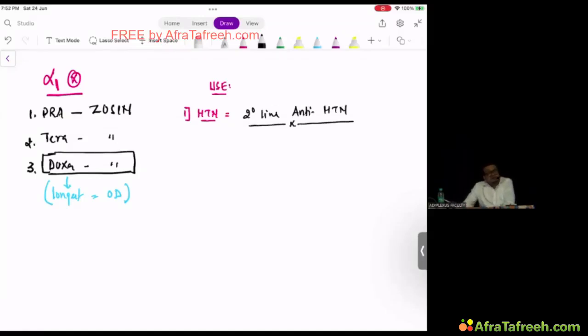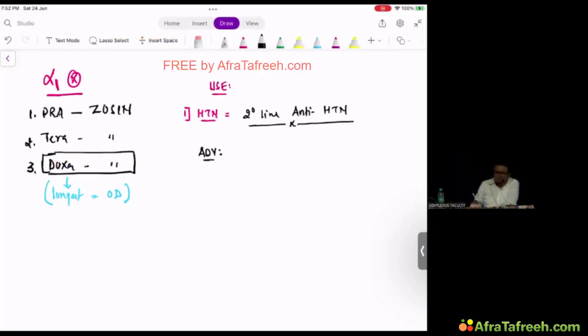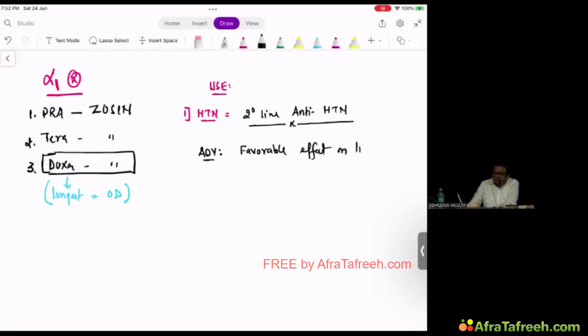They are not the best drug for hypertension treatment. They are second line drugs. Once first line drugs fail, you can add them. They have an advantage. What is that advantage? These drugs have a favorable effect on the lipid profile.